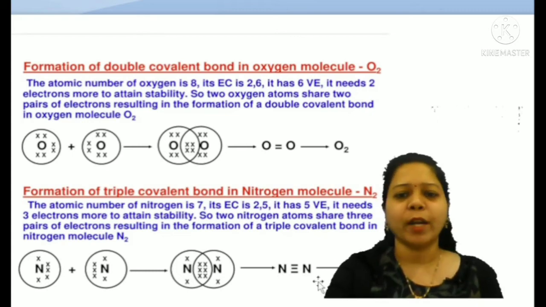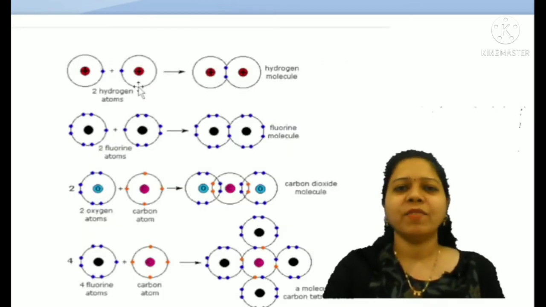That's why in the formation of nitrogen, 3 covalent bonds are formed. The bond in which 3 pairs of electrons are shared is known as a triple covalent bond, and which is formed in the nitrogen molecule. Next we'll see some examples of covalent bonds.